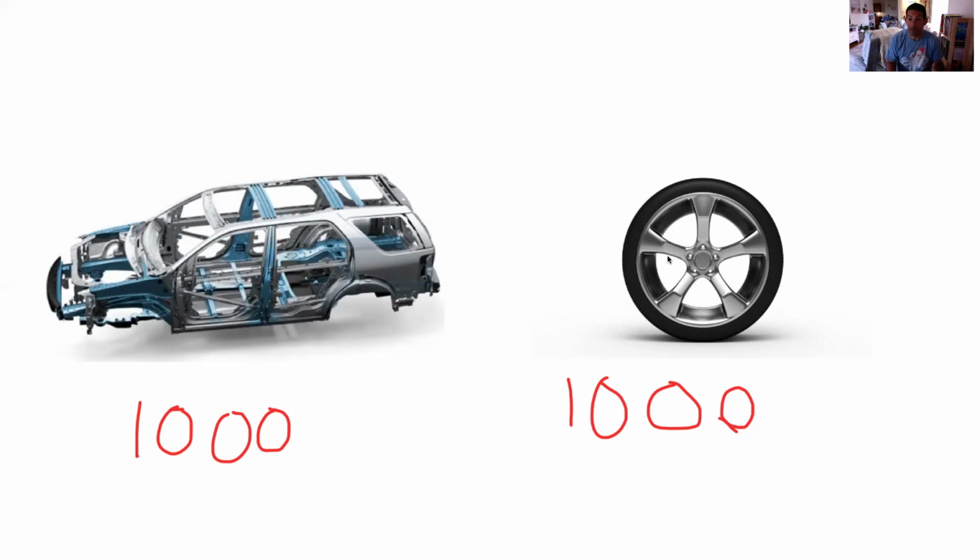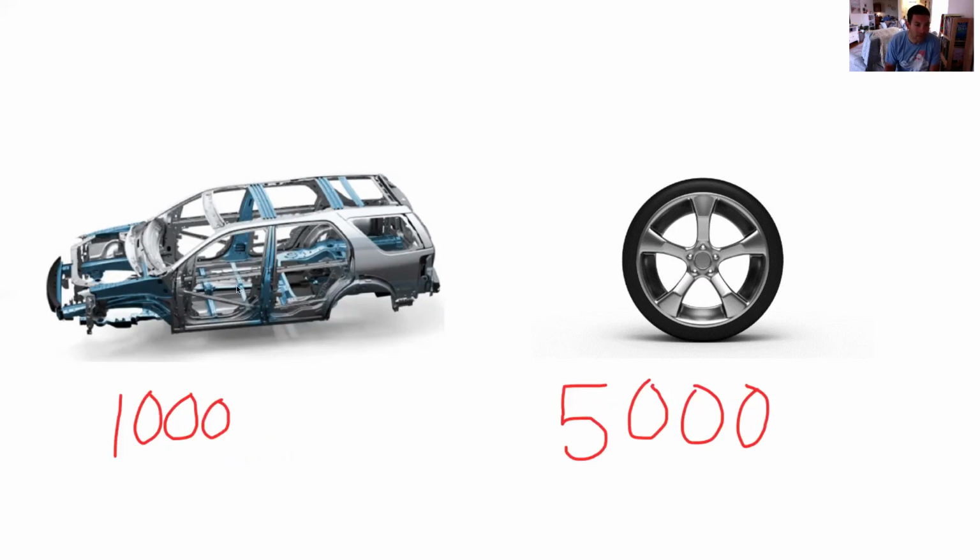Production's gonna stop. We don't have any more wheels. So what we're gonna end up making is 250 cars, and we're gonna have an excess of 750 frames, right? They don't have wheels, so they're useless to us. All right. Now, what if we had 1,000 frames and 5,000 wheels?